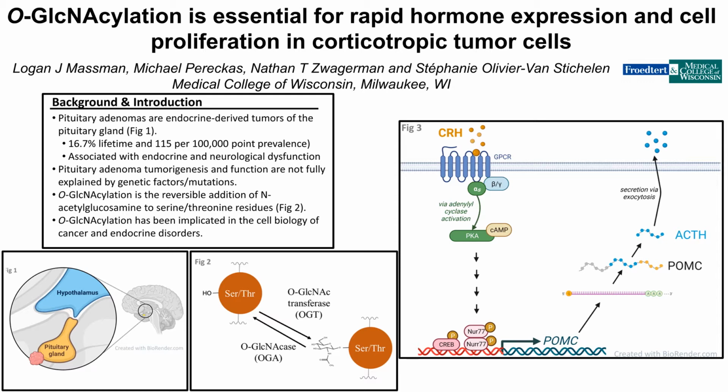Recent studies in genetic and epigenetic factors have been unrevealing regarding the etiology of the tumorigenesis and hypersecretory function of these tumors. We've therefore hypothesized that a more dynamic change in the cells, such as shifts in O-GlcNAcylation, may be responsible for the dysregulation of these cells. At right, we can review the normal physiology of these cells, whereby CRH via a GPCR activates a kinase cascade, resulting in the transcription of POMC mRNA being translated to POMC protein and eventually cleaved to release the ACTH peptide hormone secreted from the pituitary gland.